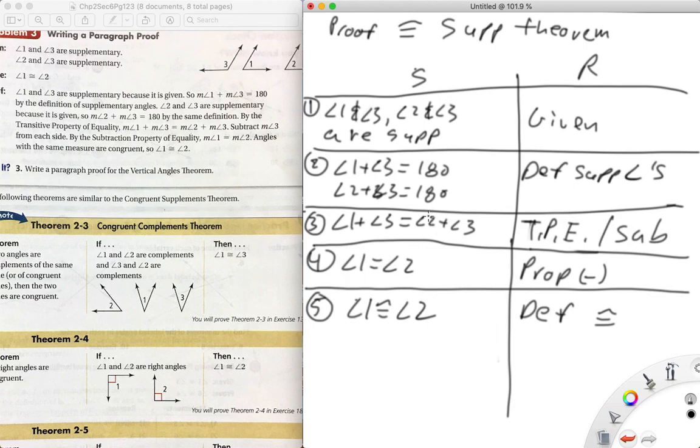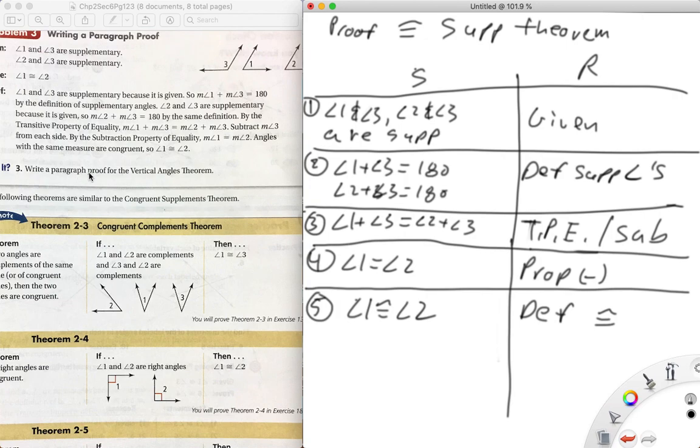Angle 1 and 3 are supplementary because it is given. So the measure of angle 1 plus the measure of angle 3 is equal to 180 by definition of supplementary angles. Angle 2 and 3 are supplementary because it's given. Therefore, the measures of angle 2 and 3 equal 180 due to the same definition. By the transitive property of equality, angle 1 plus angle 3 equals angle 2 plus angle 3. You can subtract from each side using subtraction property of equality. Subtract measure of angle 3. Therefore, the measure of angle 1 is equal to the measure of angle 2. And if angles are equal, then they are congruent.